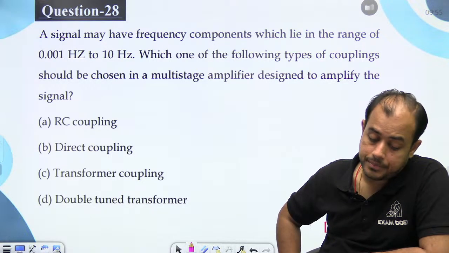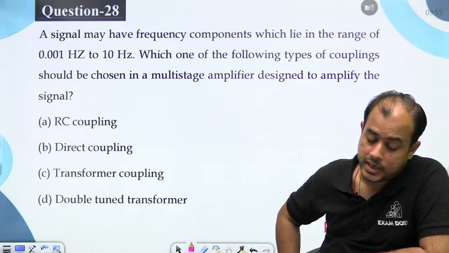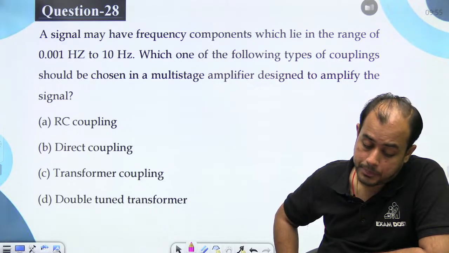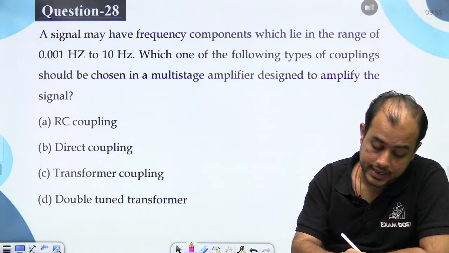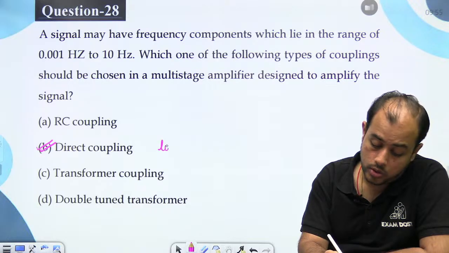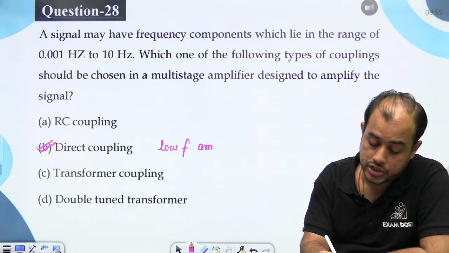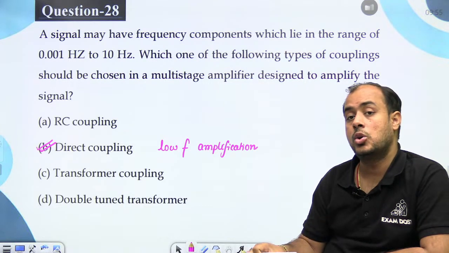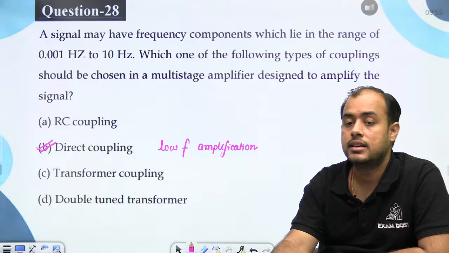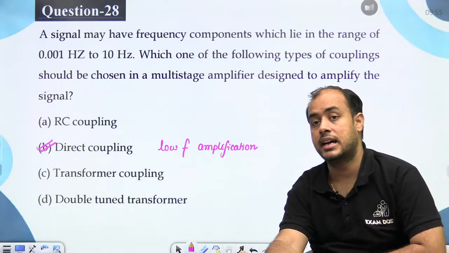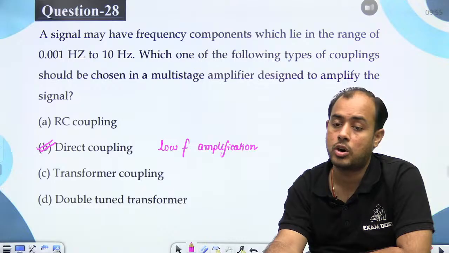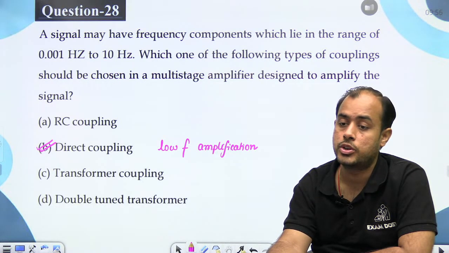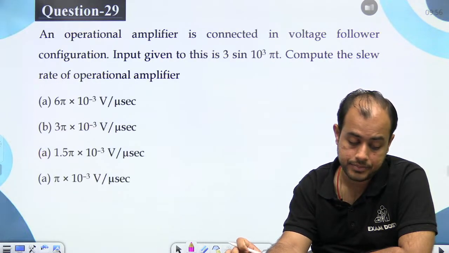ESE 2013. A signal may have frequency components that lie from 0.001 to 10 Hz. What is the type of coupling that can be designed? Direct coupling, because of low frequency amplification. For other applications, basically at low frequency you have less gain. बाकियों में low frequency पे less gain मिलता है, but in direct coupling you get constant gain at low frequency. So these are low frequencies, hence you should use a direct coupled amplifier.